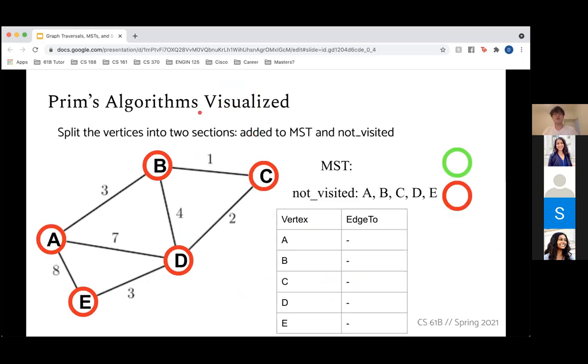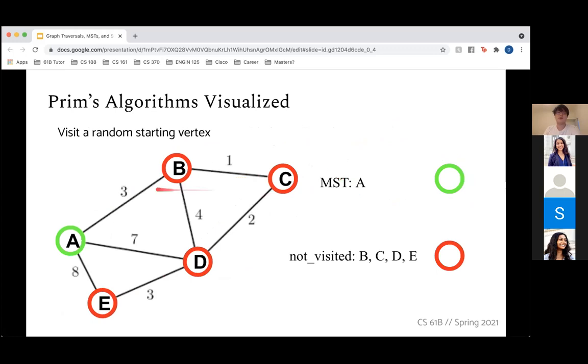So first, we're going to split the vertices into two sections. For Prim's algorithm, it will be the vertices that have been added to the MST, and then the vertices that have not been added to the MST yet. So at first, we begin with an empty MST. There are no vertices that have been added to the MST, and A, B, C, D, E are not added to the MST yet.